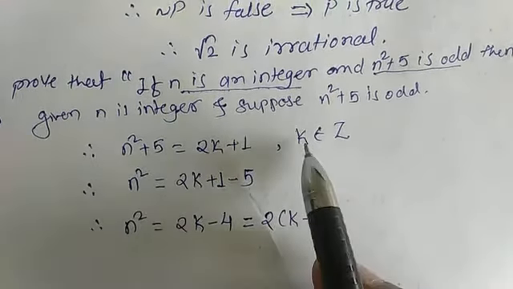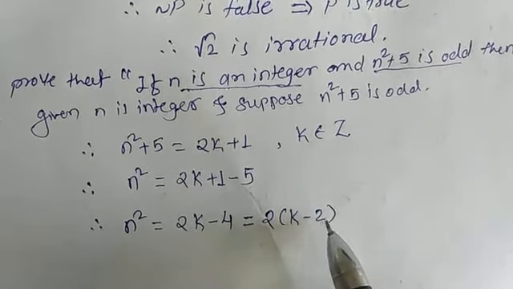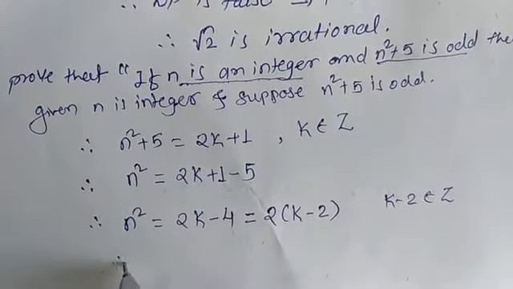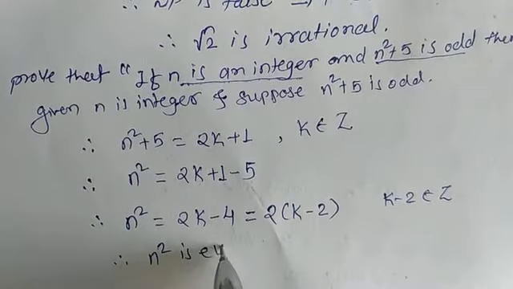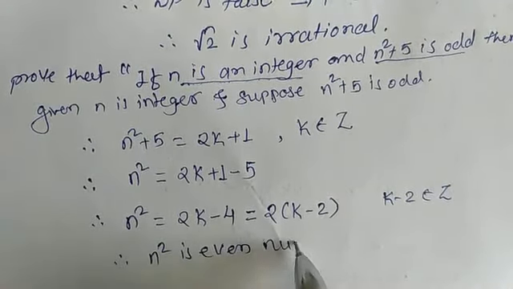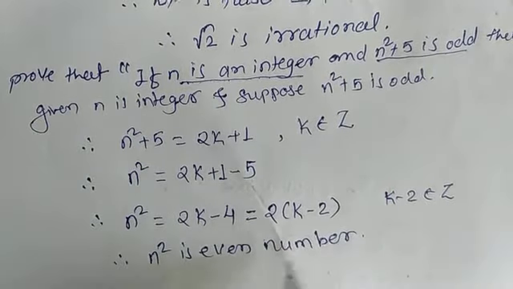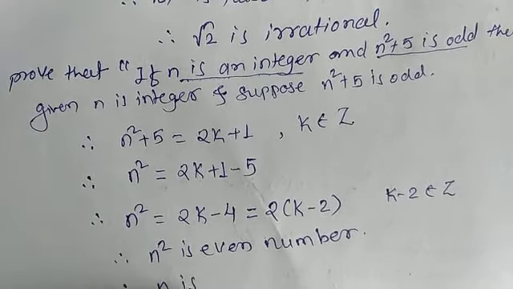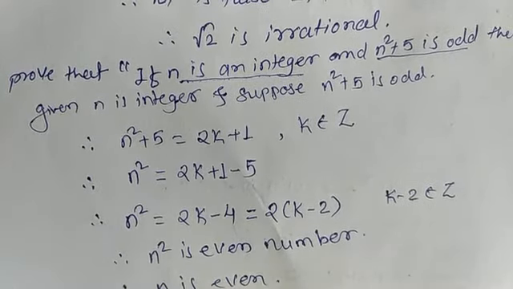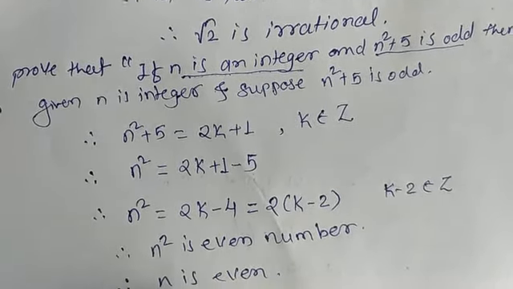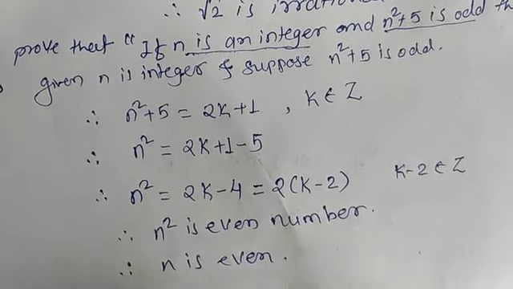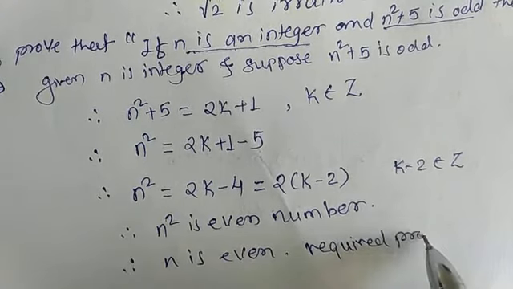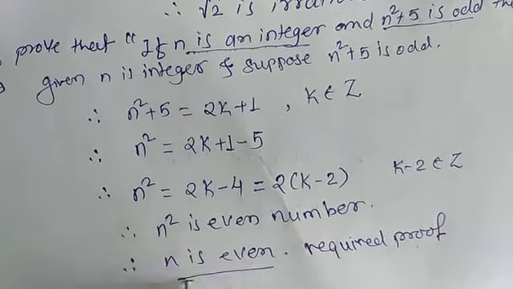As k is an integer, k minus 2 will also be an integer. Here k minus 2 belongs to Z. Therefore n square is an even number. As n square is an even number, therefore n is even. Okay, that is our required proof. Hence proved.